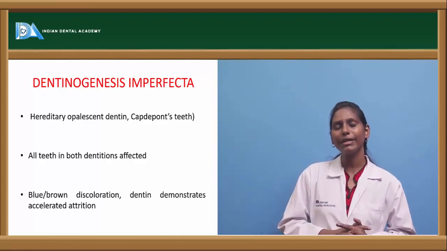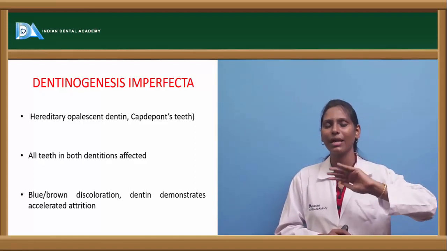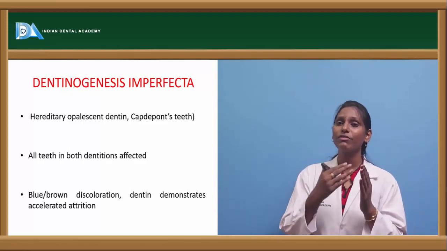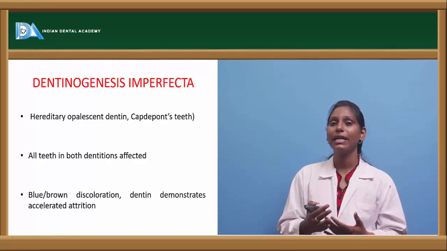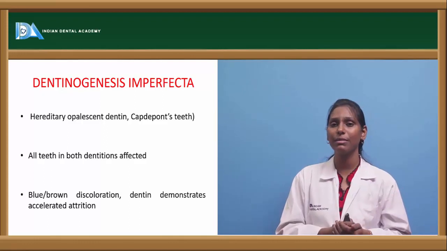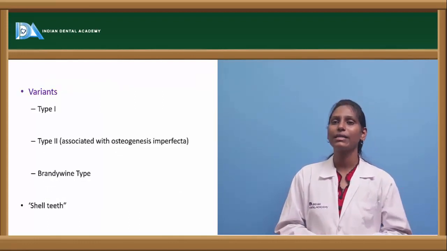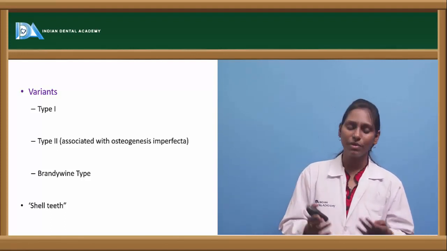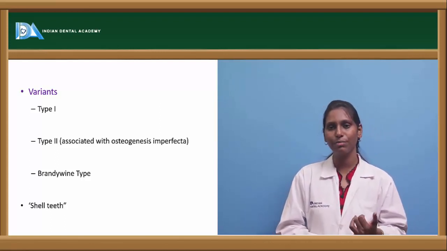And in dentinogenesis imperfecta, we see a nice bluish translucent tooth. This is because the underlying dentin is defective, and dentin demonstrates accelerated attrition in these cases, that is, very fast progressive attrition can be seen. Teeth of both dentitions, all the teeth, can be involved in dentinogenesis imperfecta. There are three variants of dentinogenesis imperfecta. Type 1, only dentinogenesis imperfecta without any osteogenesis imperfecta.